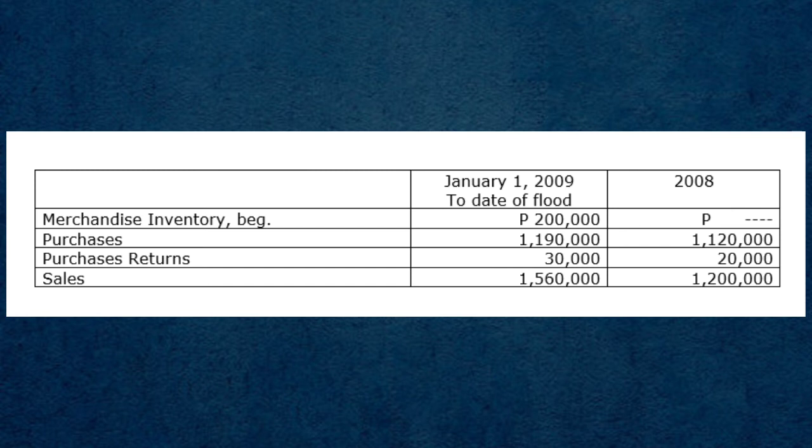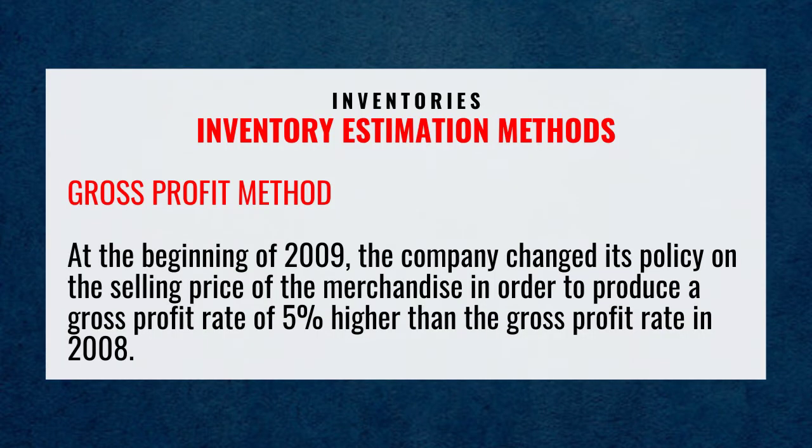2008, 1,120,000 pesos. Purchase returns, January 1st, 2009 to date of flood, 30,000 pesos. 2008, 20,000 pesos. Sales, January 1st, 2009 to date of flood, 1,560,000 pesos. 2008, 1,200,000 pesos. At the beginning of 2009, the company changed its policy on the selling prices of the merchandise in order to produce a gross profit rate of 5% higher than the gross profit rate in 2008.